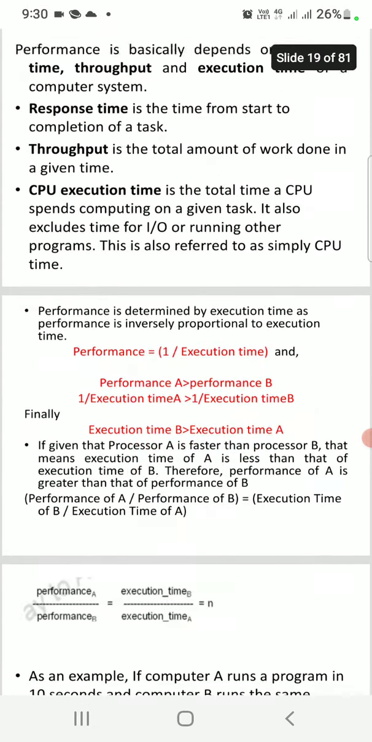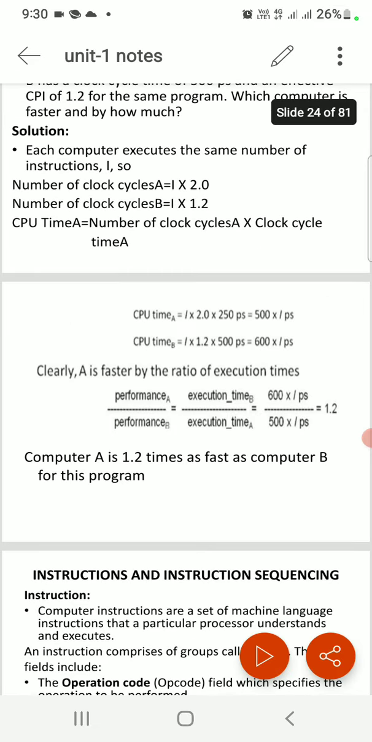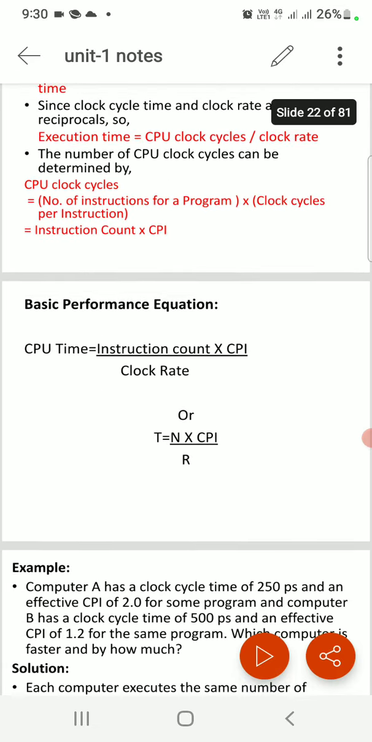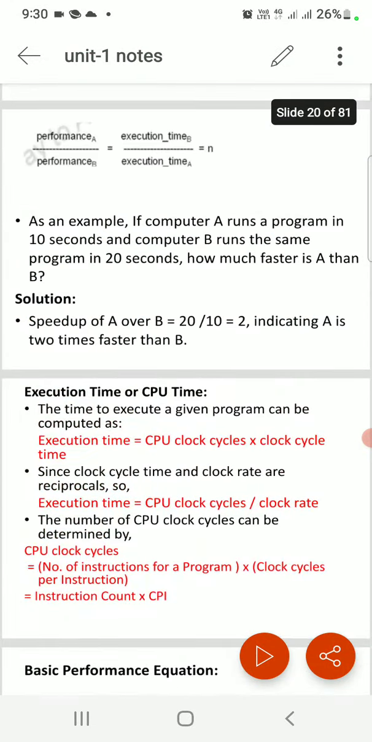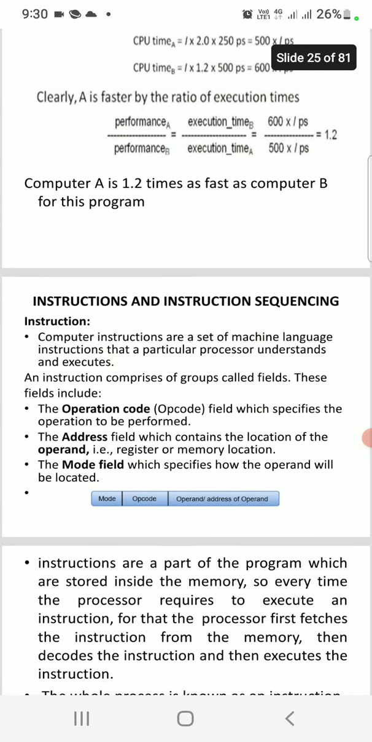Fifth, we go for performance metrics. We are using some formulas. Response time, throughput, and execution time are the three major criteria. The next topic is instruction and instruction sequencing.